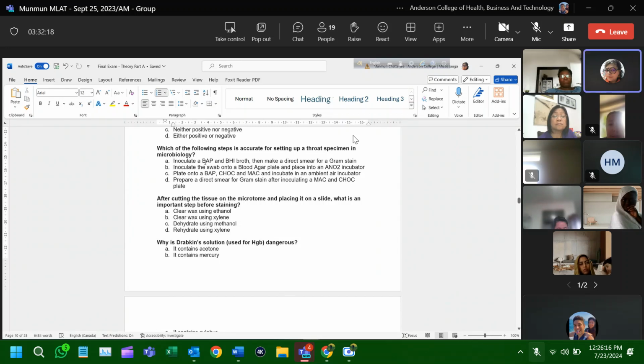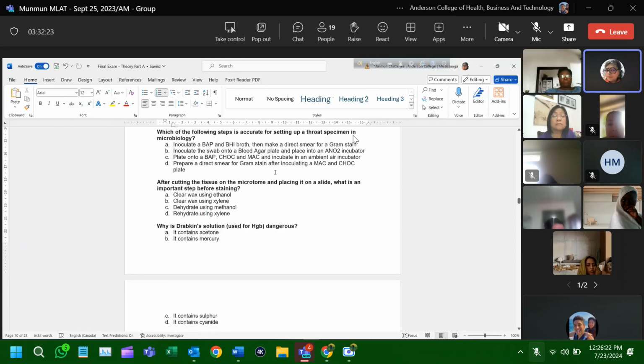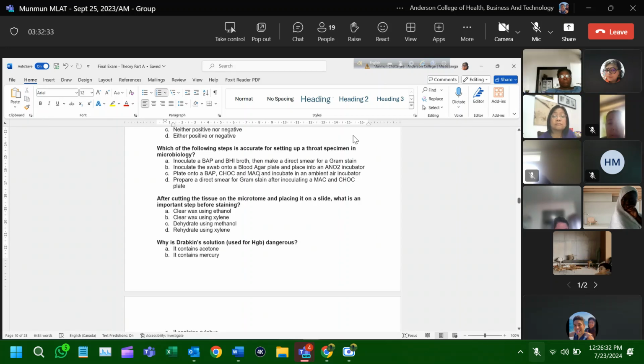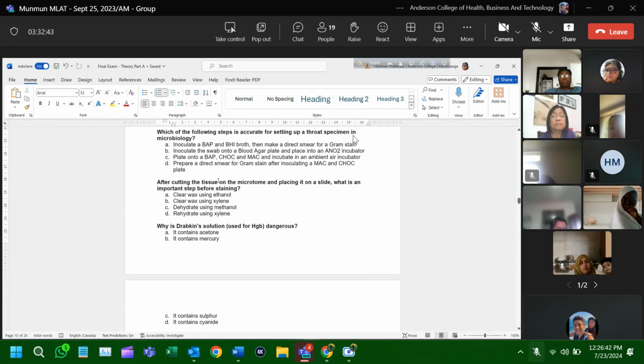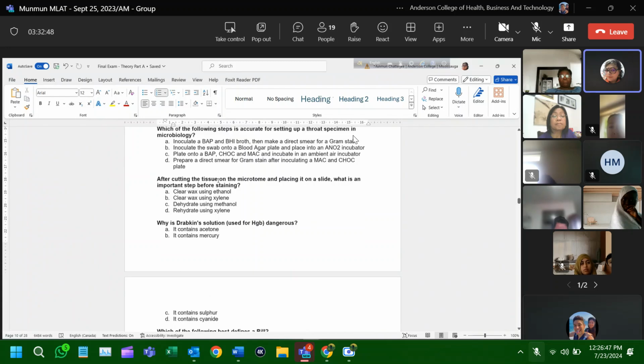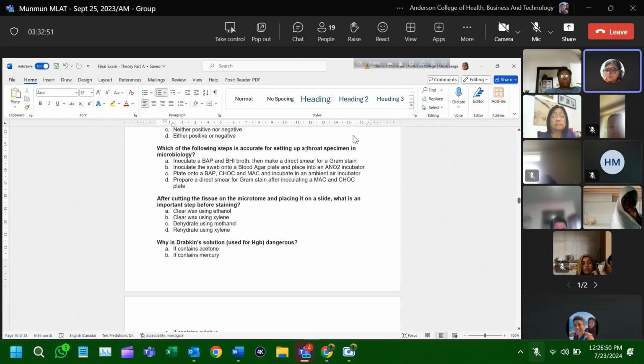Which of the following steps is accurate in setting up a throat specimen in microbiology? Include swab onto a blood agar plate, place them onto BAP, chocolate, MAC and incubate, prepare a direct smear for Gram stain. Okay, so make sure about the throat specimen setup.